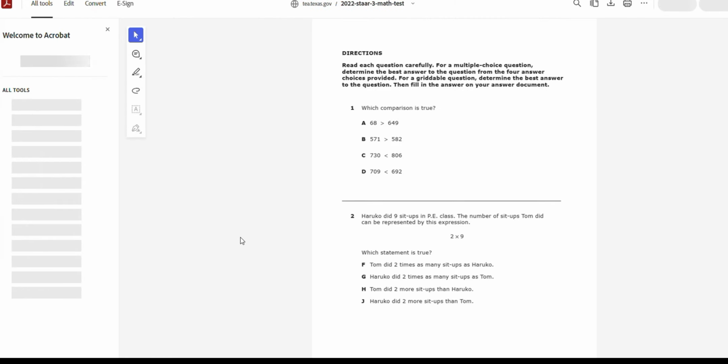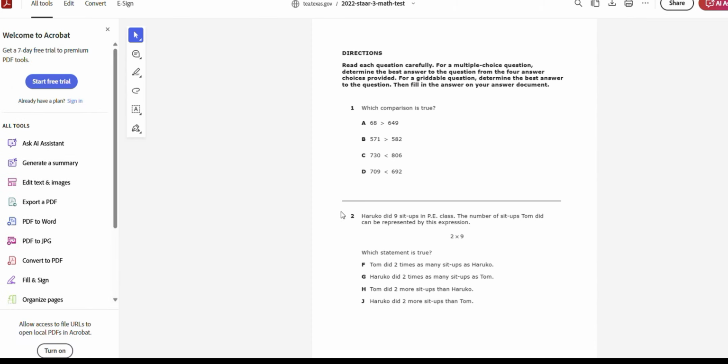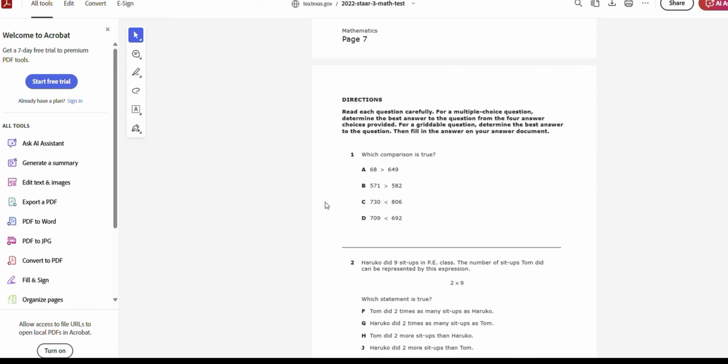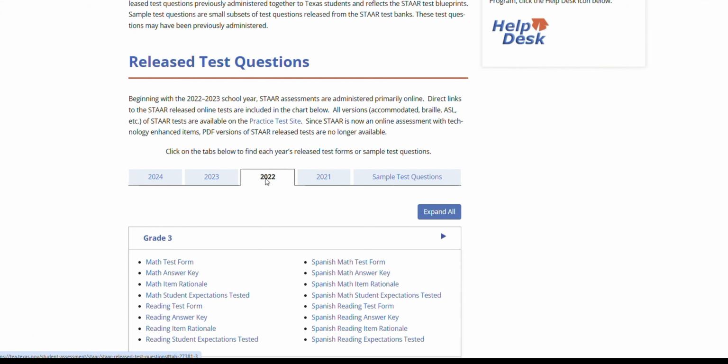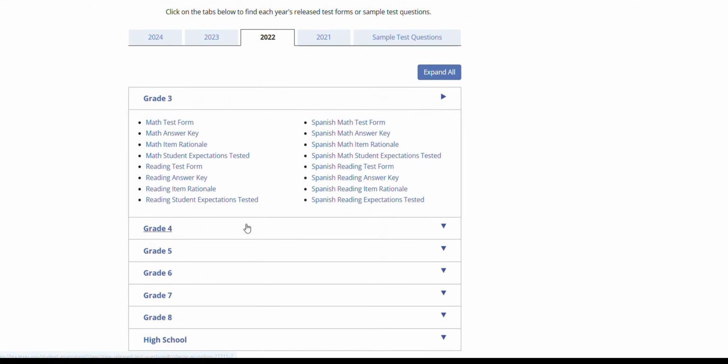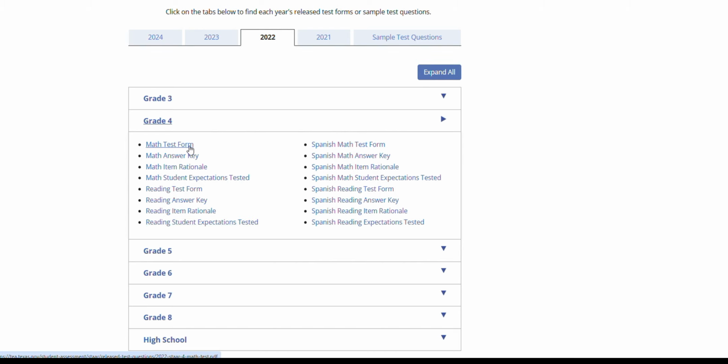We now have access to the 2022 math test questions. Let's solve them one by one. Do those same steps again for 4th, 5th, 6th, 7th, and 8th grade.